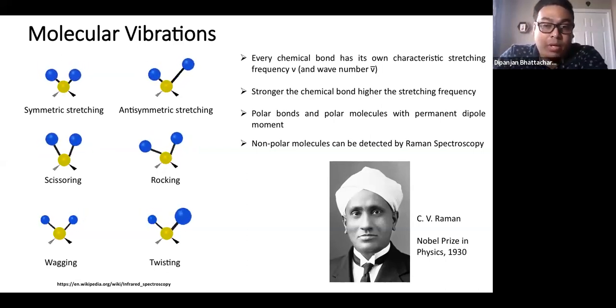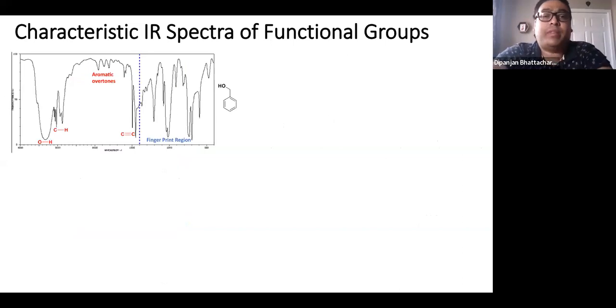Anyway, coming back to our IR spectroscopy, as I said, every molecule and every functional group will have their own characteristic IR spectra. So let us look at some of the important functional groups and how they look on an IR spectrum. So I took this example of benzyl alcohol here.